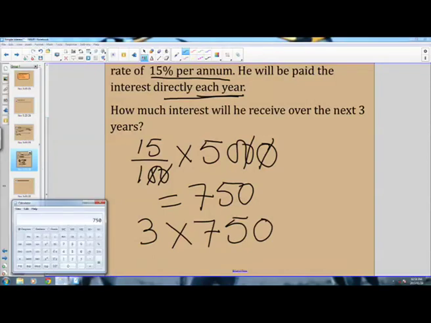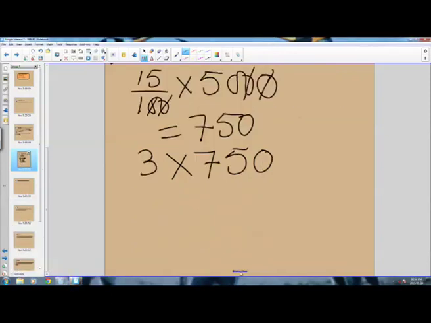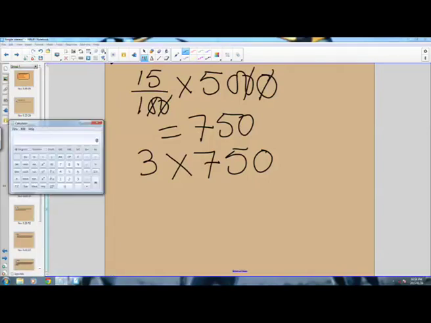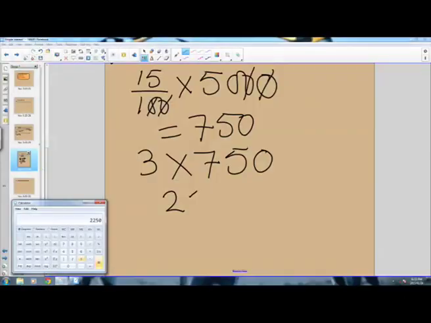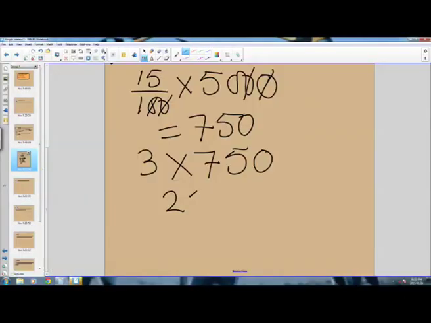Take your calculator and multiply 3 times 750. What do we get? We get 2250. Now this is the interest for 3 years. So within 3 years, the investor will receive 2,250. This is the question on simple interest.